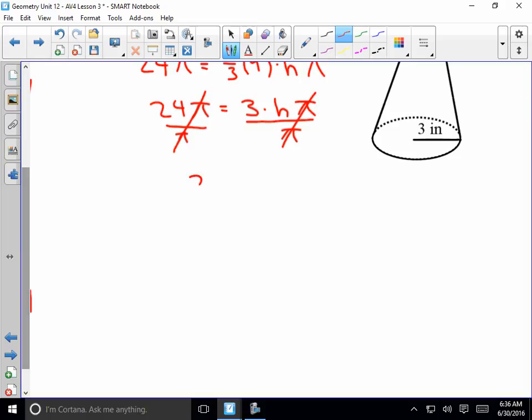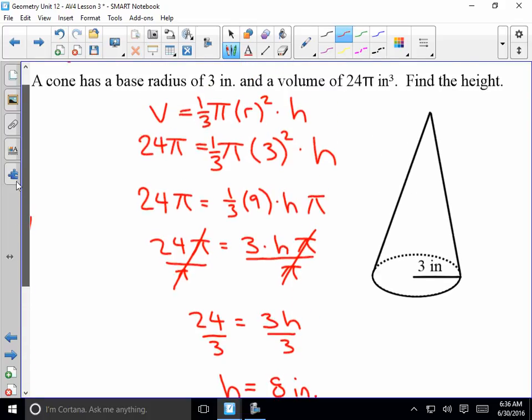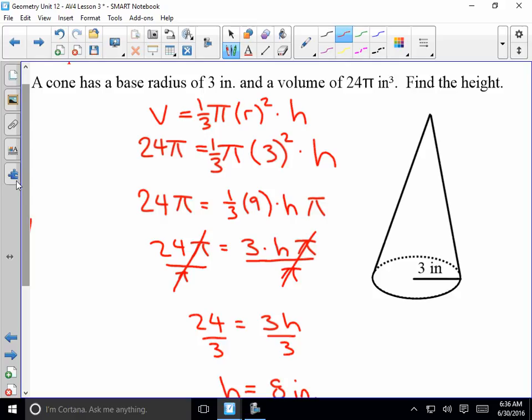And now we have 24 equals 3h. Divide both sides by 3, and we get a height of 8 inches for our answer. Okay, so when you're looking at these problems, the one thing you want to remember is what formula you are using. Plug in the numbers that you know or the numbers that you're given, and then work through to simplify and solve for the missing value.